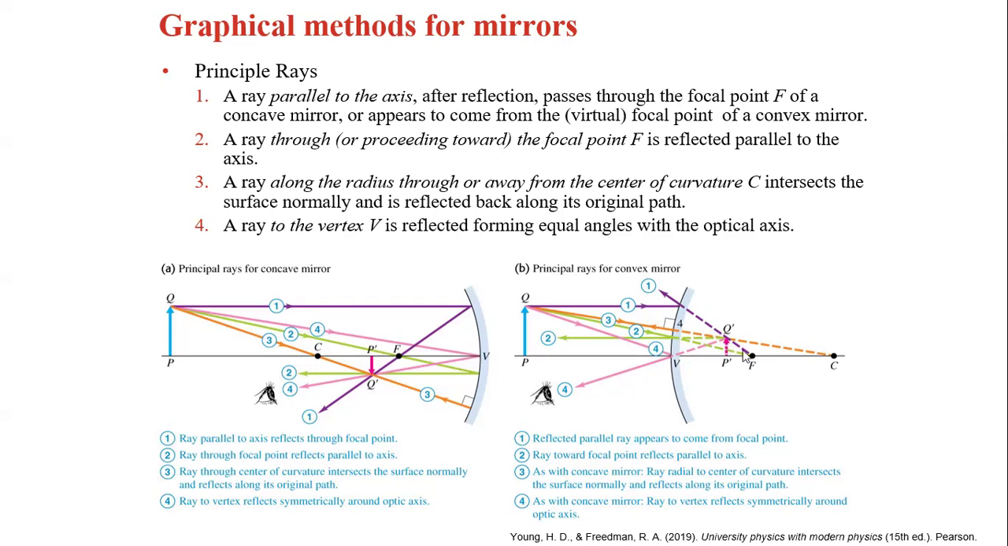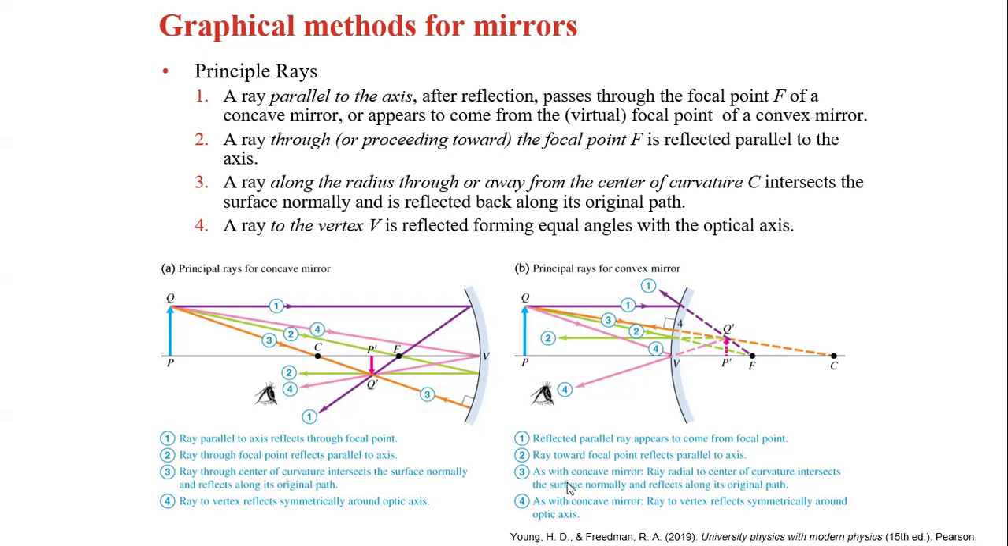If this is the location of your focal point, its reflection appears to come from the focal point. The next one, the number 2 ray, is the ray towards the focal point that reflects parallel to the axis. Its target is the focal point, but when it reflects it becomes parallel to the axis.